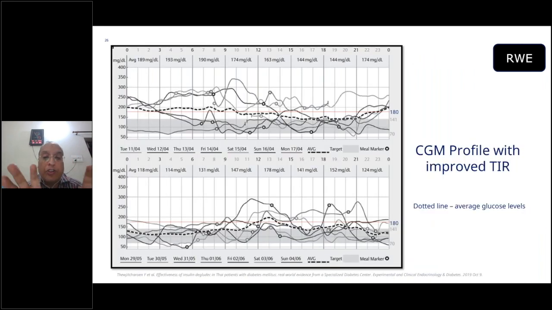Now, this is a raw CGM graph of a patient where, if you see the topmost graph, there are huge fluctuations in glucose parameters. Now, when the same patient is shifted to degludec, you can see and realize the differences in glycemic fluctuations. There are fewer hypos and fewer hypers, which means time below range and time above range are reduced, and the patient is spending more time in the target glucose range.